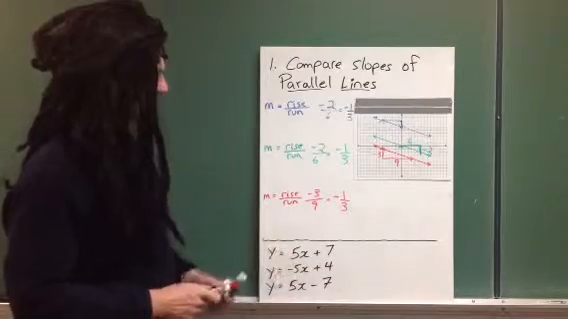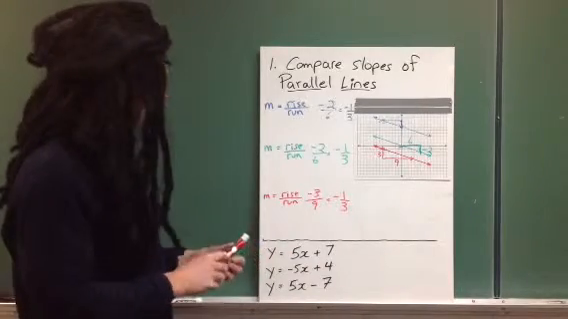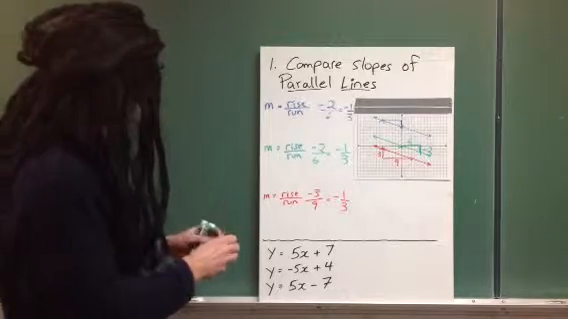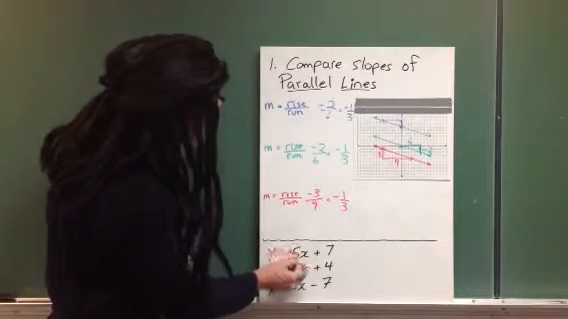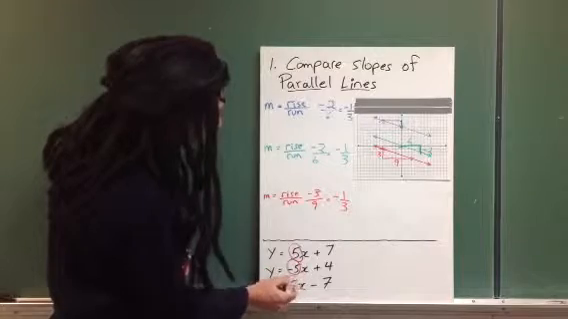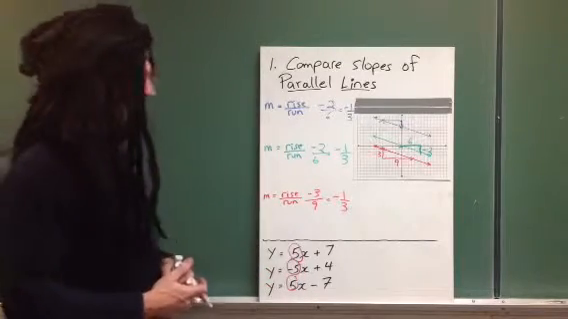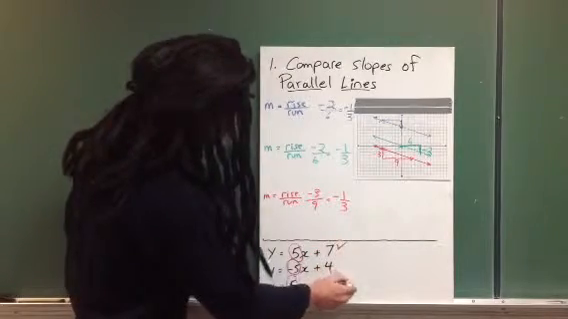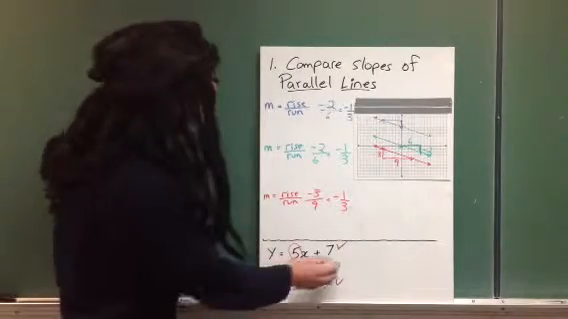Here's three more lines in slope-intercept form. If we look at those, we should be able to tell which ones are parallel. Well, this has a slope of 5, this is -5, and this is 5. So which ones are parallel? I'm sure you guessed it. This one and this one are parallel. This one is not.